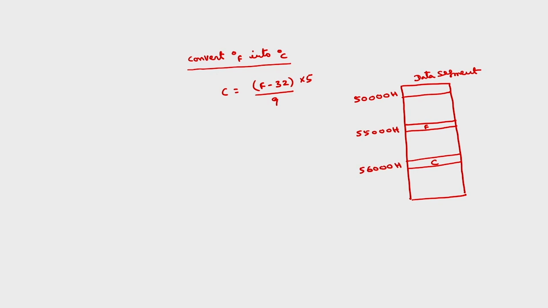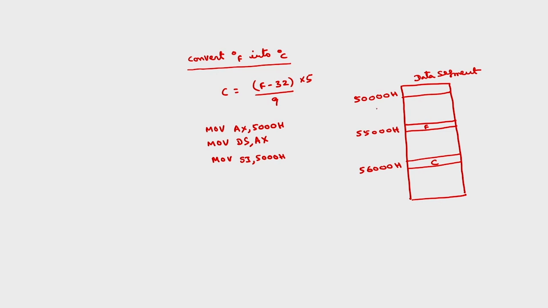Okay. So the program will be: the first two instructions are MOV AX, 5000H and MOV DS, AX. Then you take this Fahrenheit value, which is stored in the 55000 location, onto the AL register. So you have to find this offset with some register, say SI, 5000H.